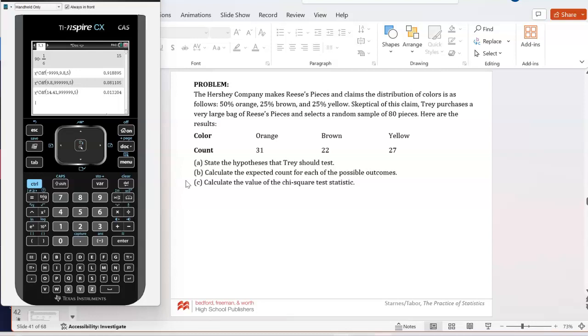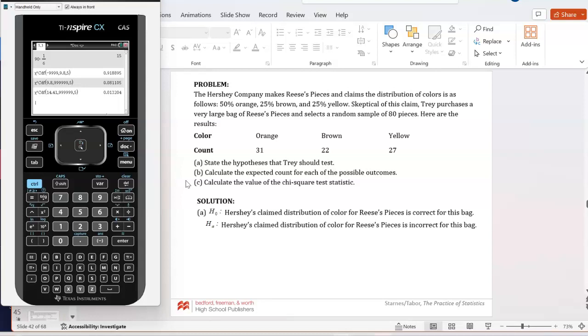What is the hypothesis that Trey should test? Well, nothing unusual is going on. The stated distribution is correct. What's the alternate? The stated distribution is not correct for Hershey's Reese's Pieces.